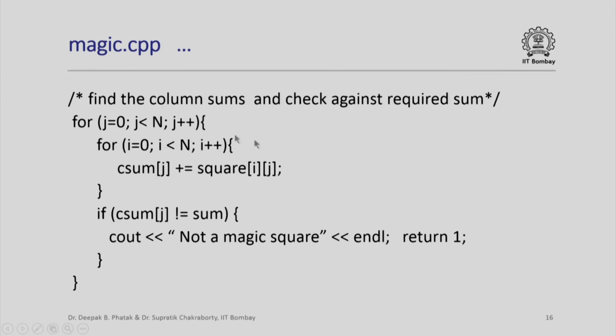In exactly the same fashion, I can find the column sums and check against the required sum. Here I vary j from 0 to n minus 1, and for each value of j I vary i from 0 to n minus 1. I now calculate csum[j] plus equal to square[i][j]. This will calculate the sum of the jth column of the matrix, and if this sum is not equal to sum, I again get out, but if it is, then I do the same thing for all the columns.